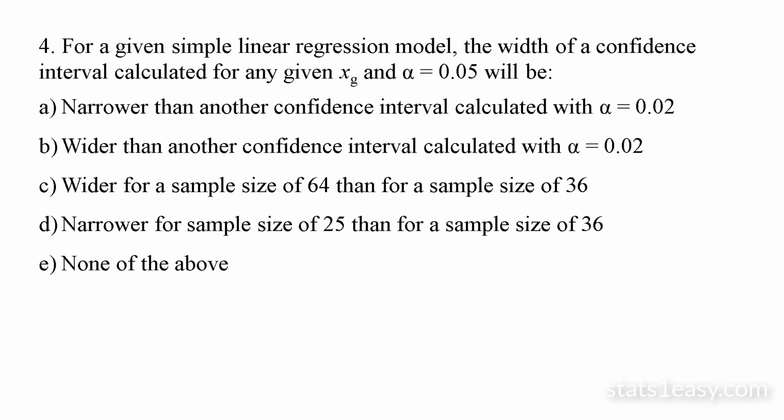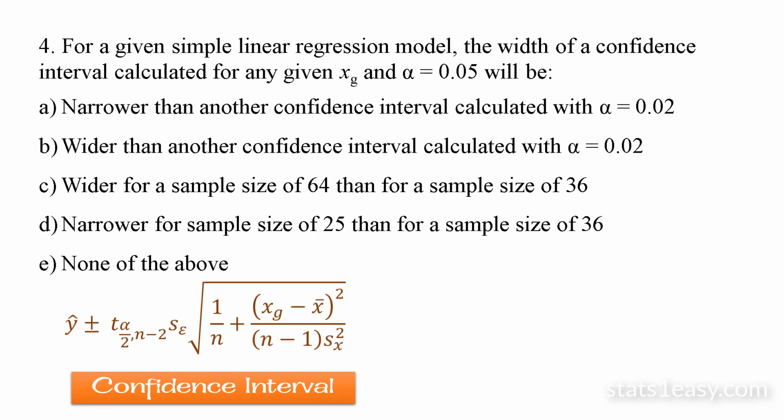For a given simple linear regression model, the width of the confidence interval for any xg and alpha equals 0.05 will be... Now let's first take a look at the confidence interval for the simple linear regression model. I'm going to start with the n at the bottom here. So the n at the bottom tells us that as the sample size n increases, the width of the interval will become narrower. So for example, it will be narrower for a larger n than for a smaller n.